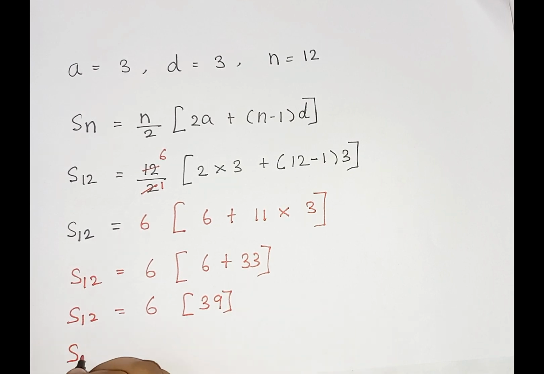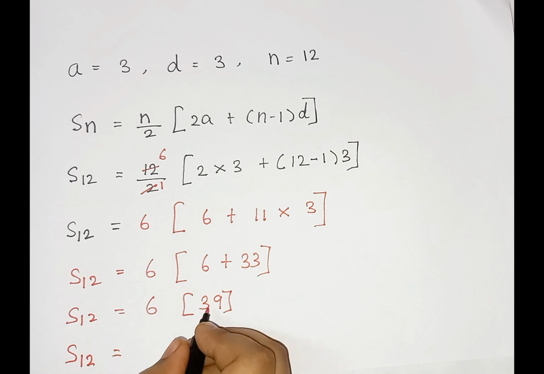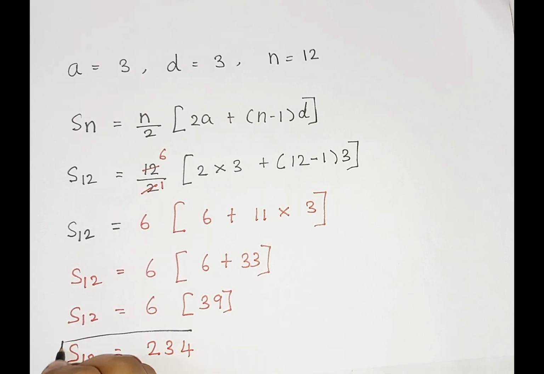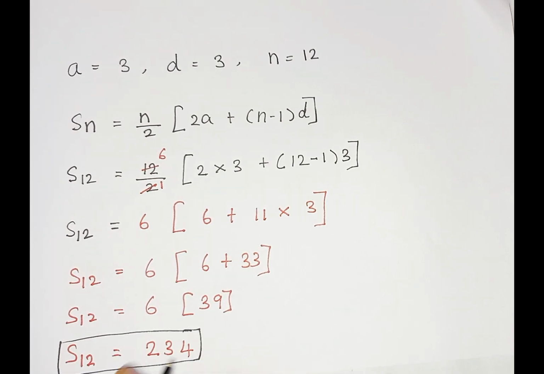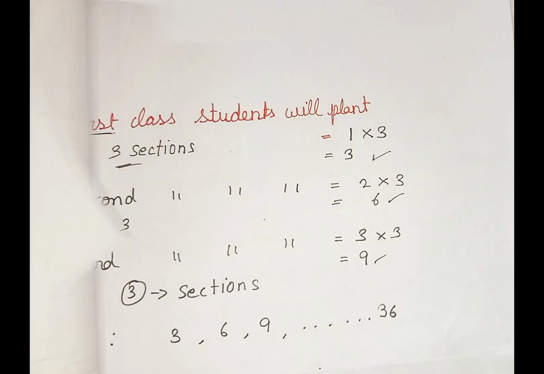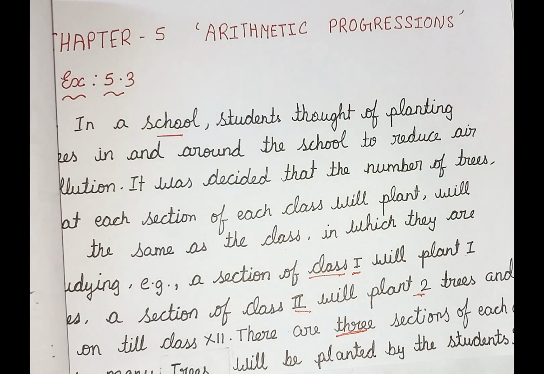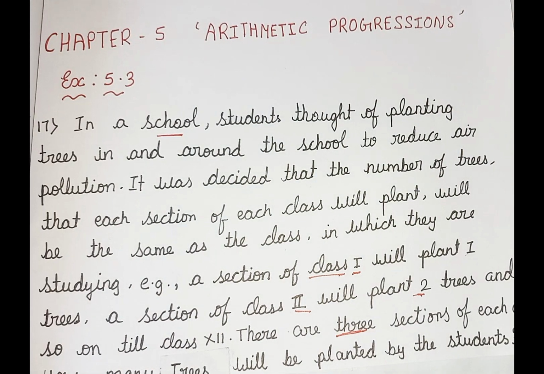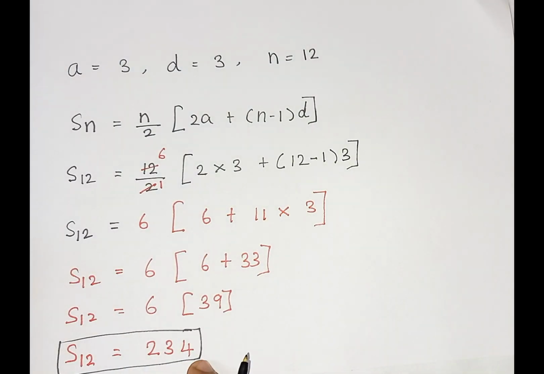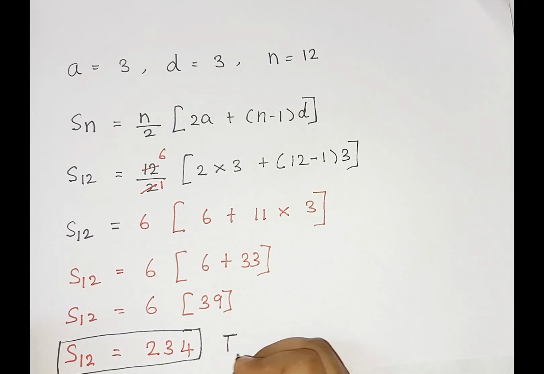So now 6 into 39 is 234. Finally we got to know how many plants the students planted, right? So totally they planted 234 plants, not plants, trees, right? I'm sorry guys, it is trees. So how many trees will be planted by the students? 234 trees planted by the students. So this is trees, not plants.